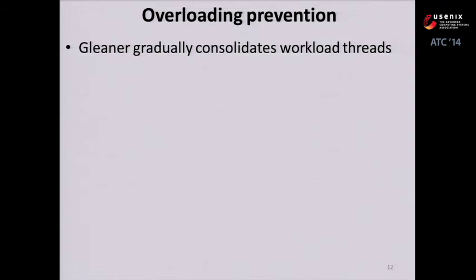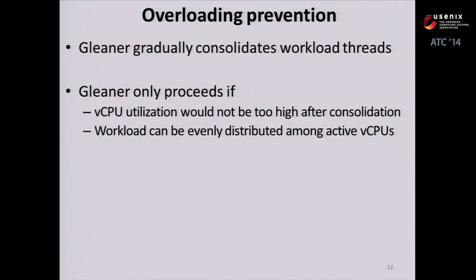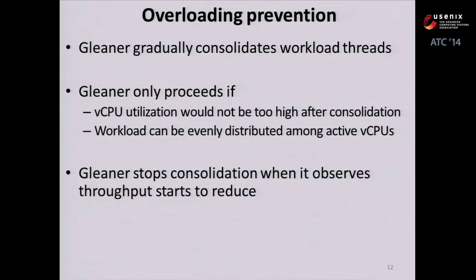To prevent overloading, Gleaner gradually consolidates workload threads. It only proceeds if it expects that the virtual CPU utilization would not be too high after the consolidation. At the same time, it's guaranteed that the workload can be evenly distributed among active virtual CPUs. Gleaner also monitors the throughput of the workload. It stops consolidation when it observes that the throughput starts to reduce. If you want more details, please read the paper.